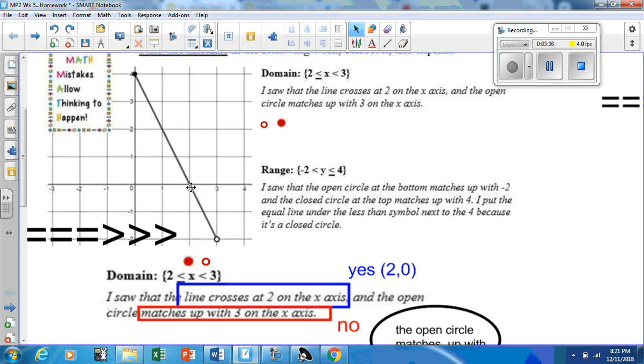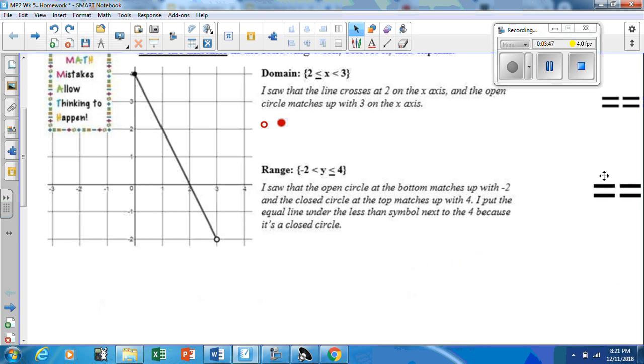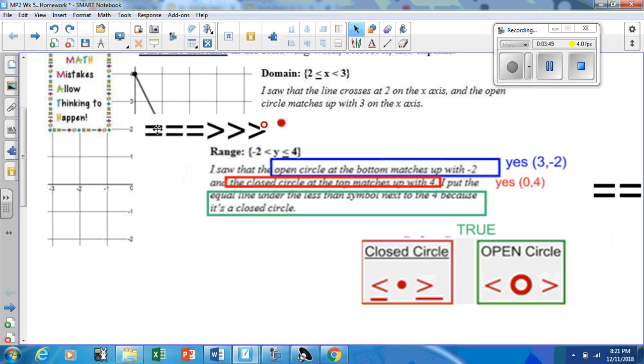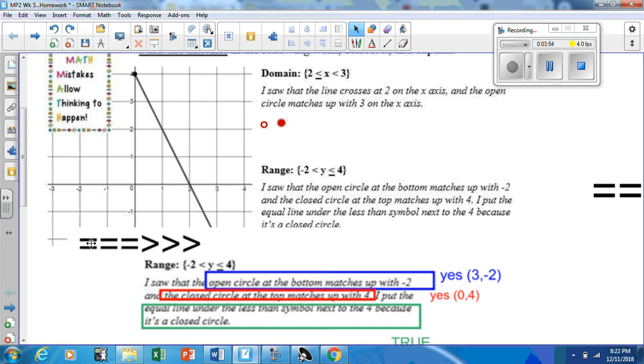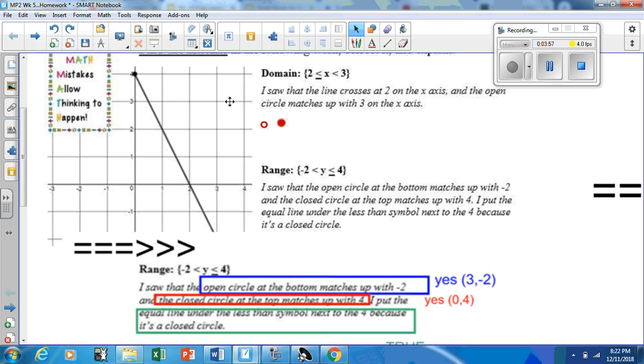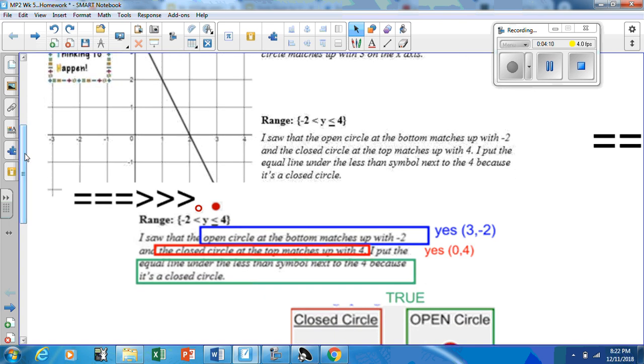It says, I saw that the open circle at the bottom matches with negative 2. Let me see more specifically. We would graph that as 3 comma negative 2. So that's correct. And it says the closed circle at the top matches up with 4. Take another look at our graph. It does actually match up with 4. That's correct. So my coordinates are 3 comma negative 2 and 0 comma 4.